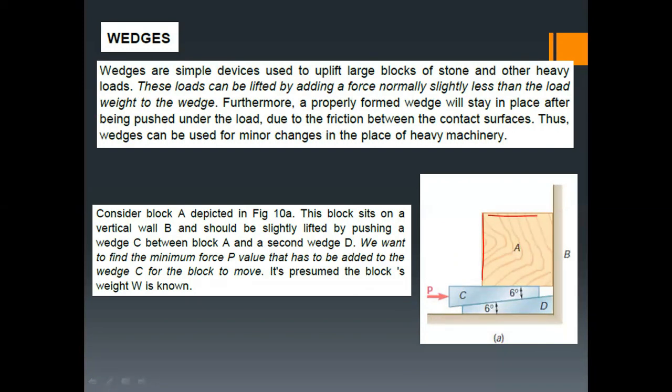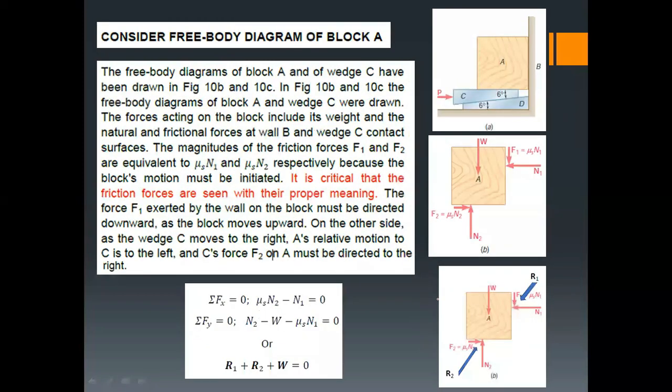So consider block A depicted in our figure. This block sits on a vertical wall B and should be slightly lifted by pushing a wedge C. So here you push it. We want to find the minimum force acting, the value that has to be added to the wedge so we can move the block. It's presumed the block's weight is unknown. We'll solve that with further examples.